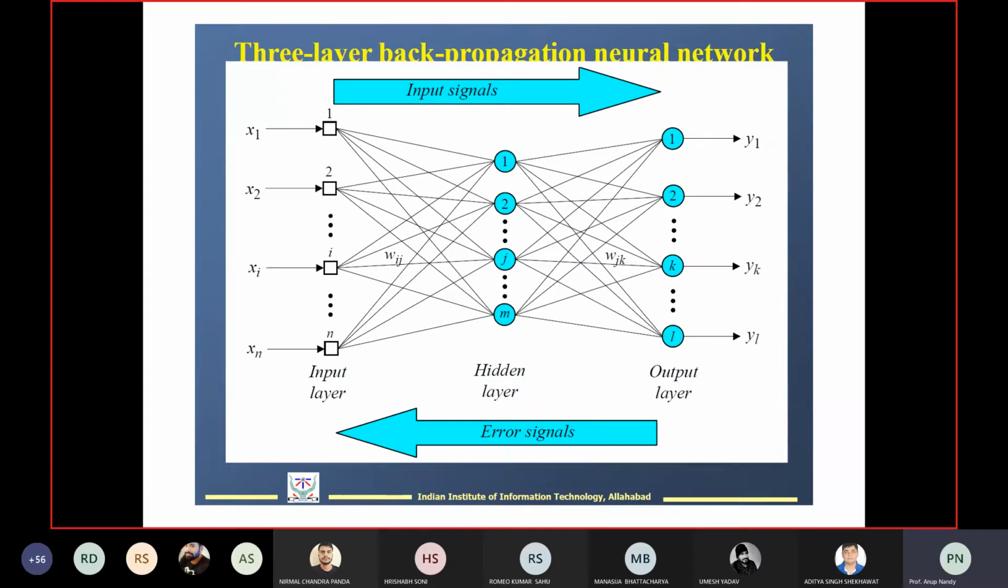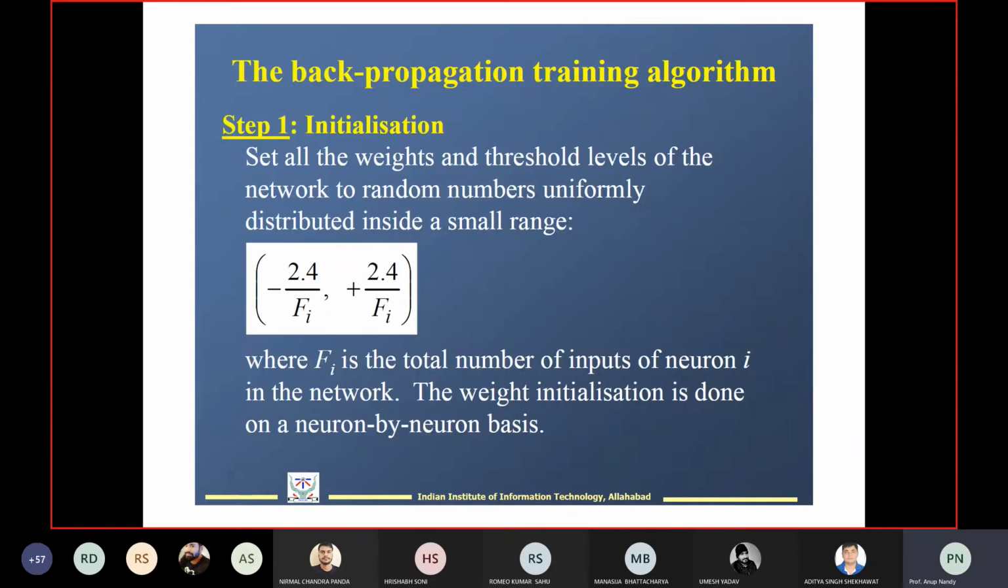Whenever I say the network is trained properly, it means there is no significant change in these outputs. Then you stop the algorithm, or you stop the iteration, and then you test it. So that is the way you can apply it. Now I'll explain the steps of how you can apply it.